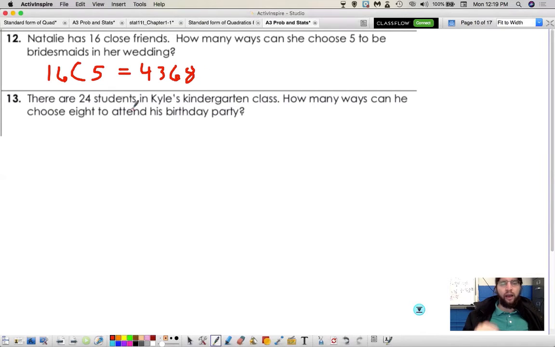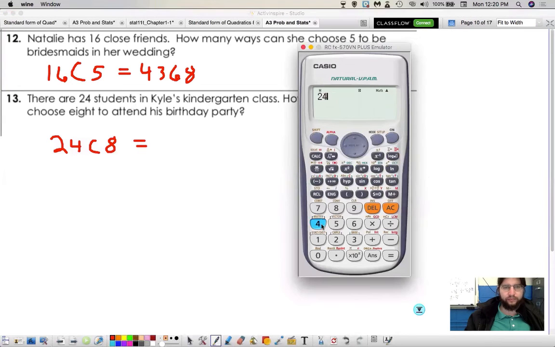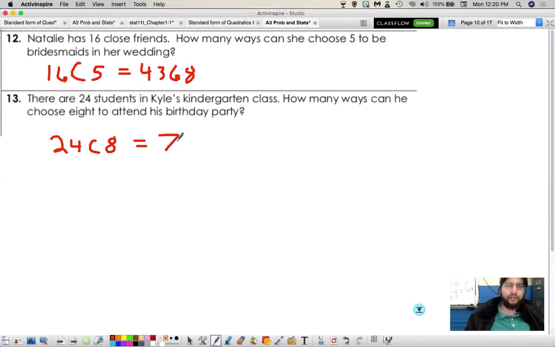We got 24 students. How many ways can we grab 8 of them? 24 C8. It's just 8 random kids. It's not any particular ones. The order doesn't matter. We're just choosing 8. You could choose Sally first, or you could choose Sally last. It'd be the same setup. $735,471.